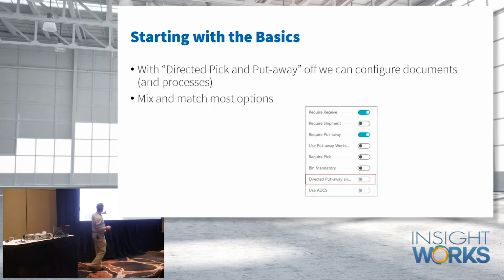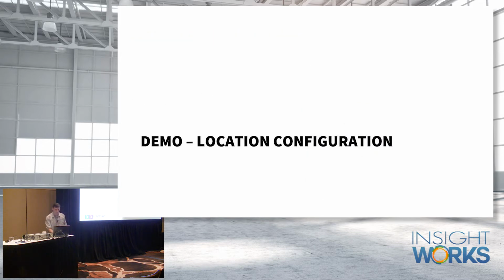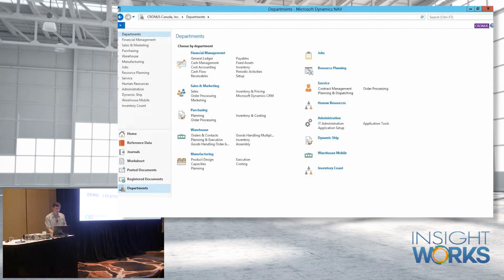Okay, so starting with the basics. When we talk advanced and basic, this directed put away and pick checkbox, when you turn that on, it basically turns on all of those documents, and you don't really have much choice on how you configure it. With that turned off, we've got what we call basic warehousing. And basic warehousing, again, is not necessarily all that basic. It allows you to go in and do quite a bit. Okay, so let's actually have a look at that.